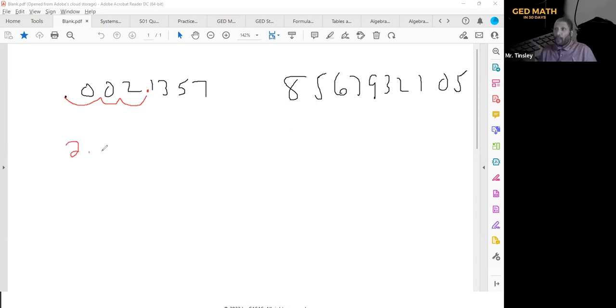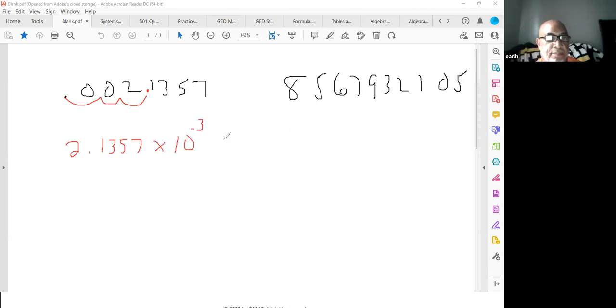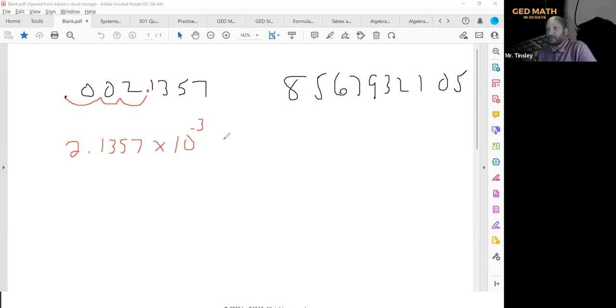So this is 2.1357 times 10. How many times did I move it? One, two, three. To the negative third power. Now, why is it negative third? You tell me why it's negative.